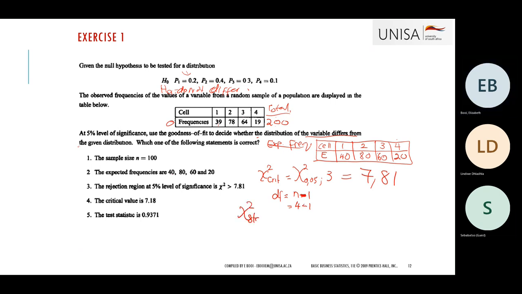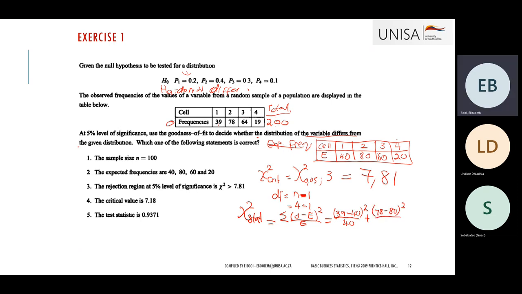The next one is to calculate the test statistic. Remember, it's the sum of your observed minus your expected, squared, divided by your expected. So our observed are those frequencies there. I'm going to give you some time to calculate 39 minus 40, because 40 is our expected, squared, divided by 40, plus 78 minus 80, squared, divided by 80, plus 64 minus 60 squared divided by 60, plus 19 minus 20 squared divided by 20.